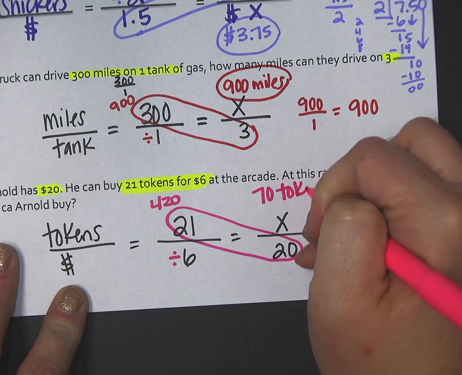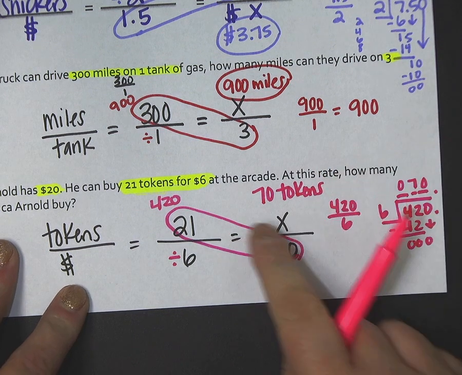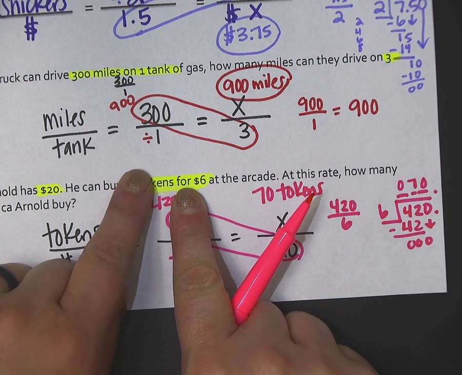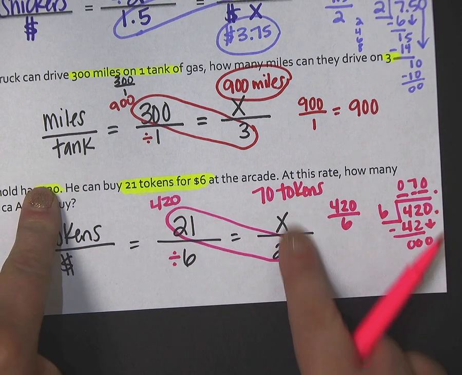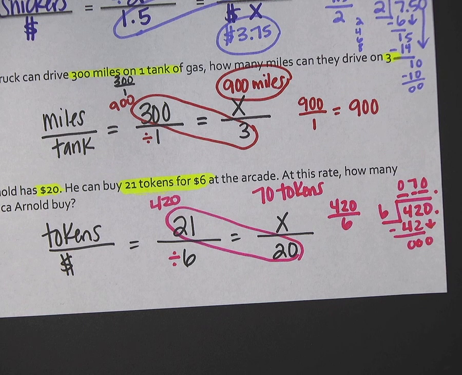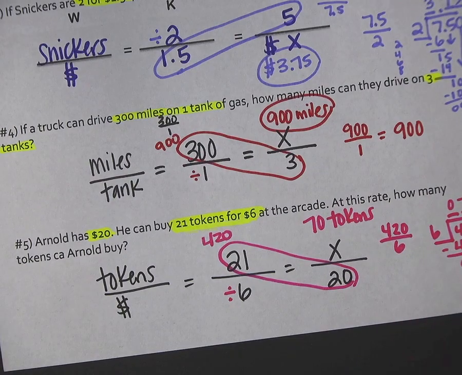70 tokens. Okay? So just remember, the numbers that are together in the same sentence, they make the same fraction. And the number by itself is our unknown that goes with x. And that's WKU, guys. Proportions without percents.